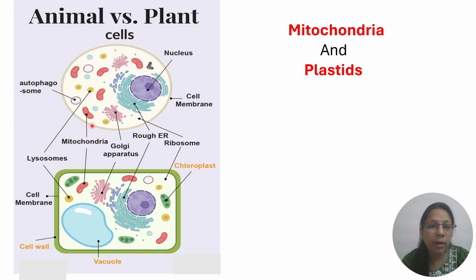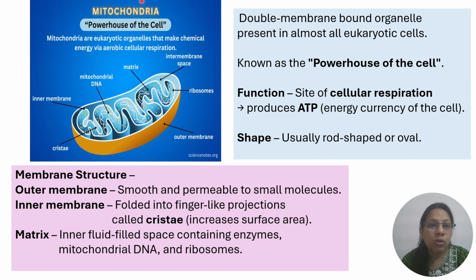So moving ahead with the detailed structure of mitochondria and its functioning, let us start. As we all know, mitochondria is called the powerhouse of the cell because it is involved in the generation of ATP, that is nothing but the energy currency of the cell. And what does ATP stand for? Adenosine triphosphate.